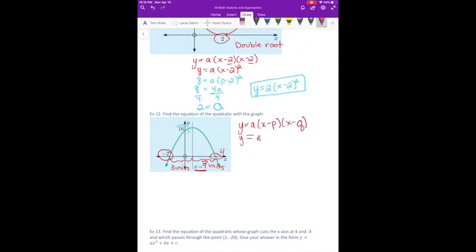So we have y equals a times x plus 2 times x minus 4. Plug in our x-intercepts there. Okay, now we're going to do the same thing. We've got our y-intercept of 16. So we are going to plug in 16.